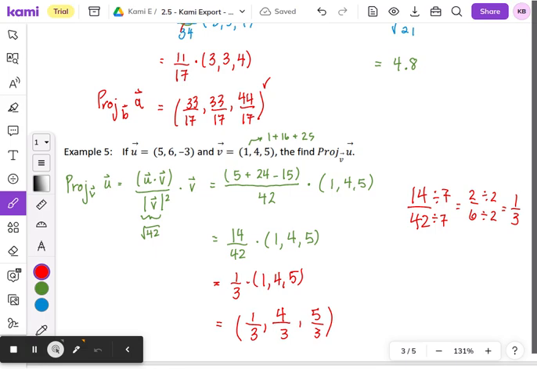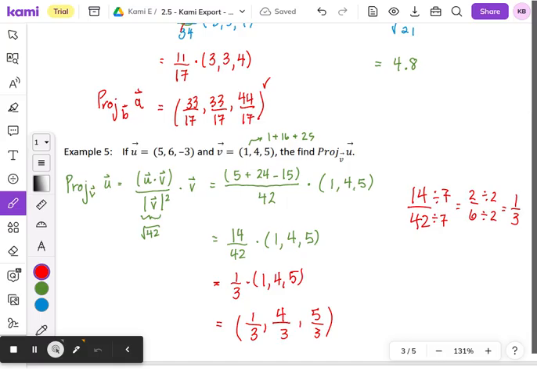Okay, so you do the dot product, you end up with 14. I take my magnitude of v and I square it, I get 42. And then I have my vector v, 1, 4, 5. So this is the trickiest bit a little bit. It's not hard math, but just remember that you can reduce the fraction of 14 over 42. Both the top and the bottom can be divided by 14. I didn't notice right away. So you can reduce 14 over 42 to 1/3, and then you simply multiply vector v by 1/3, and I end up with 1/3, 4/3, and 5/3.